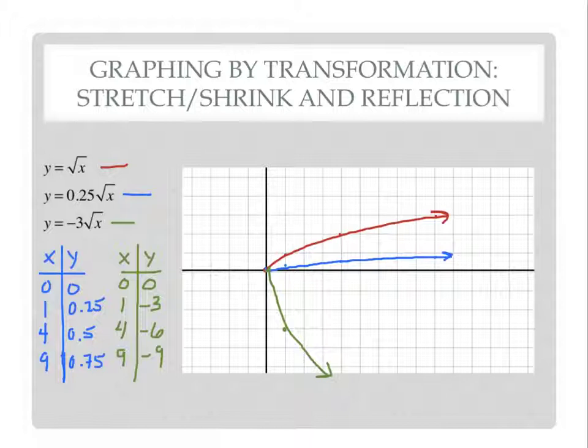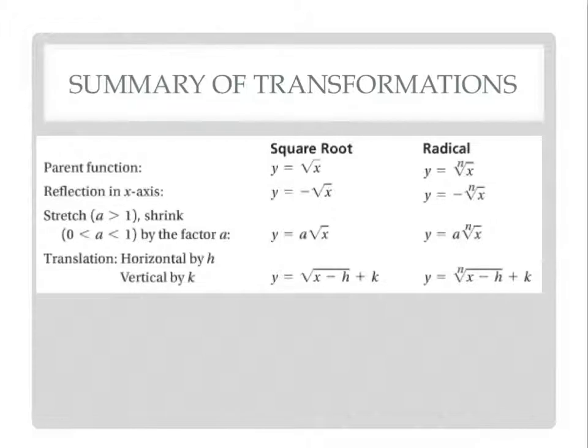Okay, let's put it all together. So this is a great little summary of the transformations. So you have your parent function, and we'll look at some other radical functions in class. We only did the square root functions here in the video. The reflection over the x-axis is where you put the negative sign out front. A stretch or a shrink, so we have a factor of a out front. Horizontal shift on the inside of the square root sign, vertical on the outside. Same thing over here, except nth root instead of just square root.